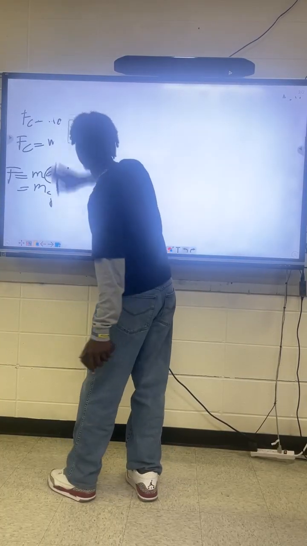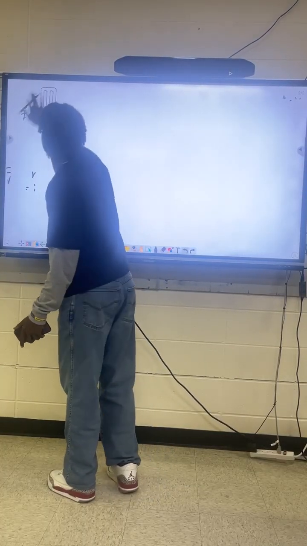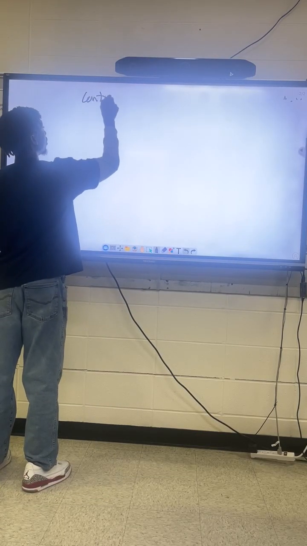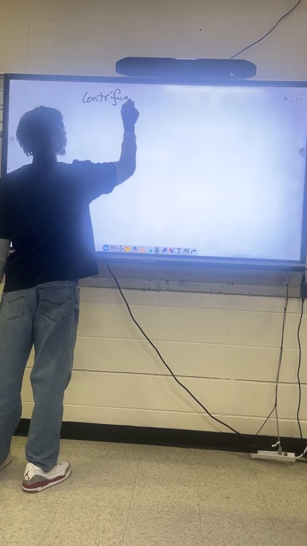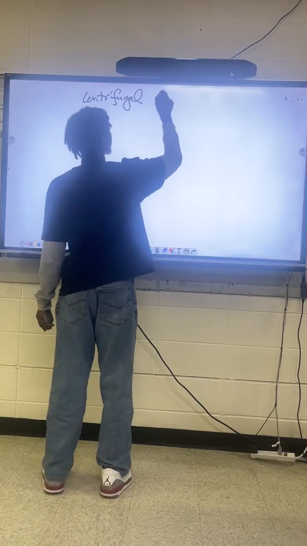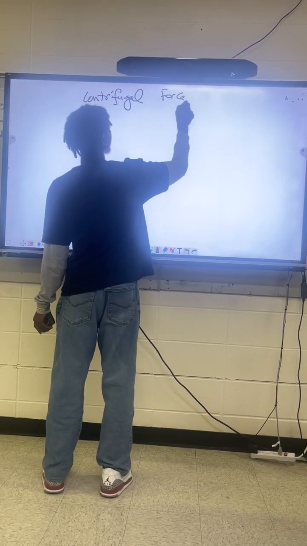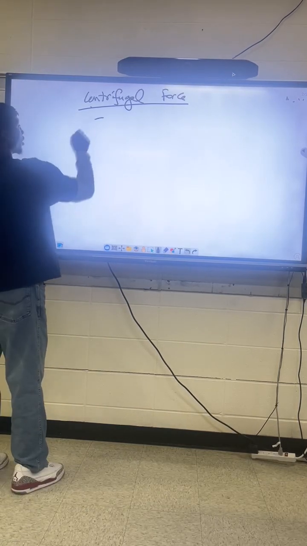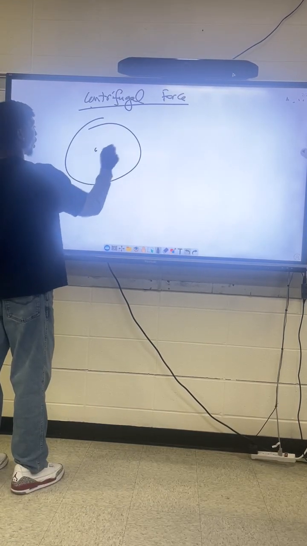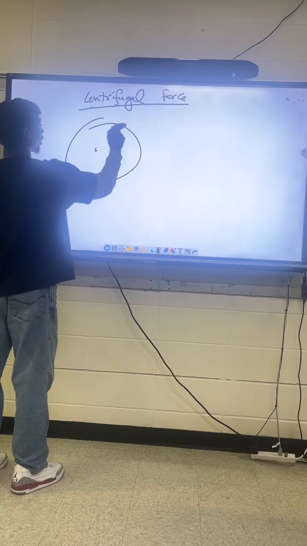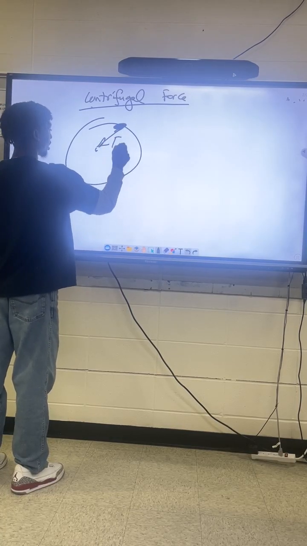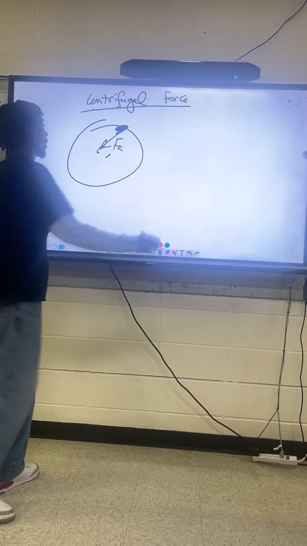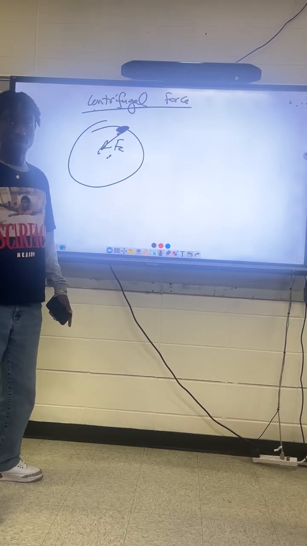So now, what's next is the centrifugal force. An object moving in circular motion has the centripetal acceleration and the centripetal force, but it has an opposing force to the centripetal force, which is what?